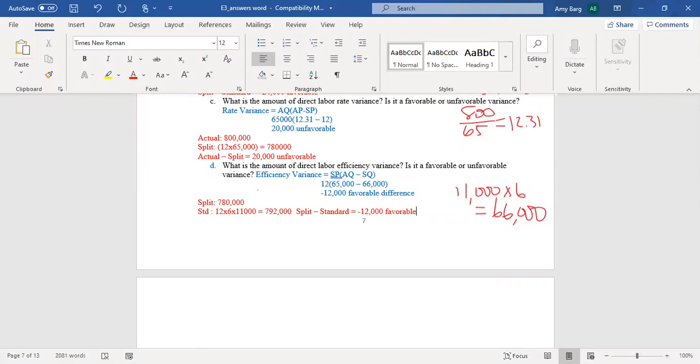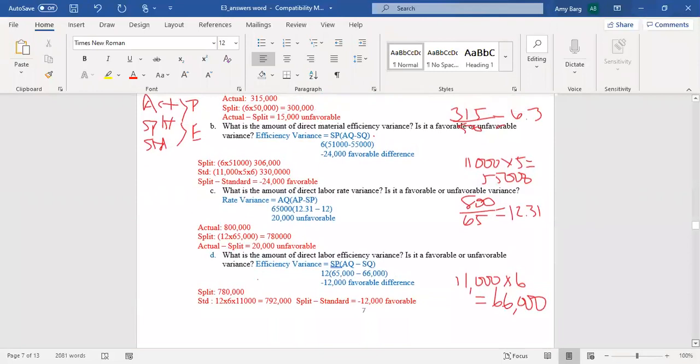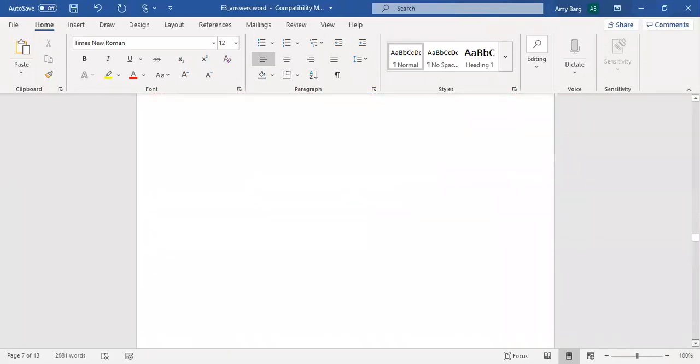Are there any questions? You definitely don't have to do it both ways. Please don't do it both ways. You can just pick whichever way you like better. But that's how you get through that problem. The other two problems are much shorter.